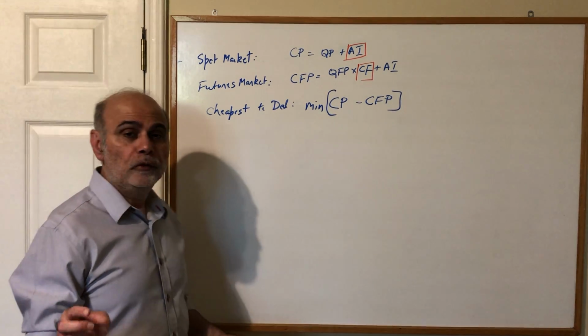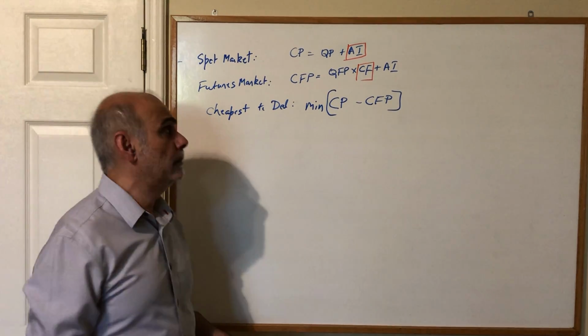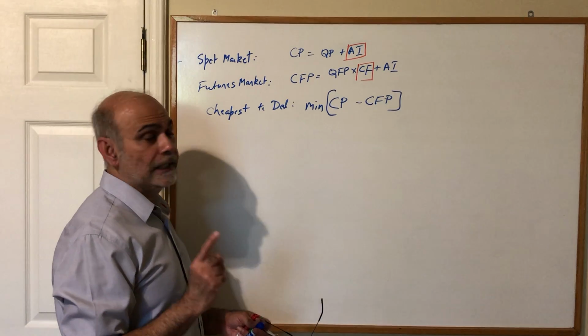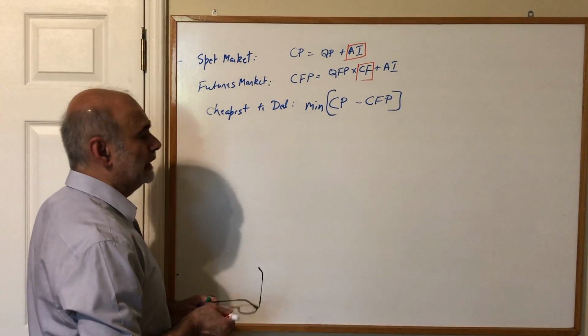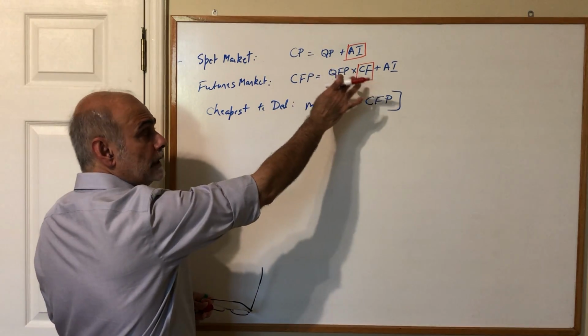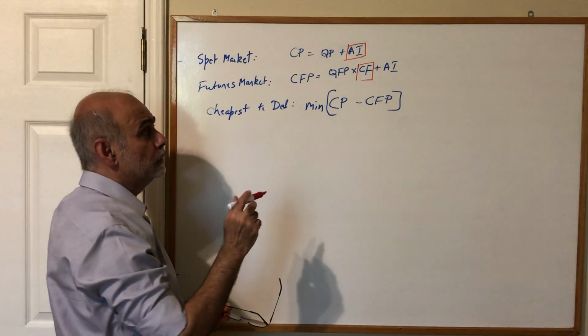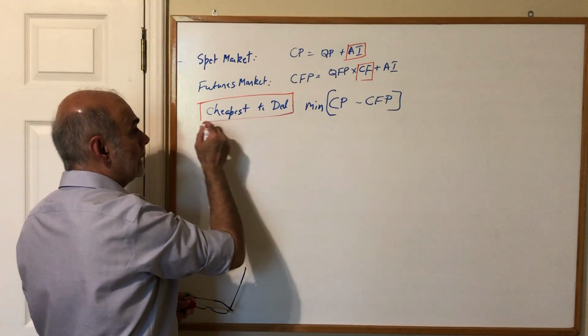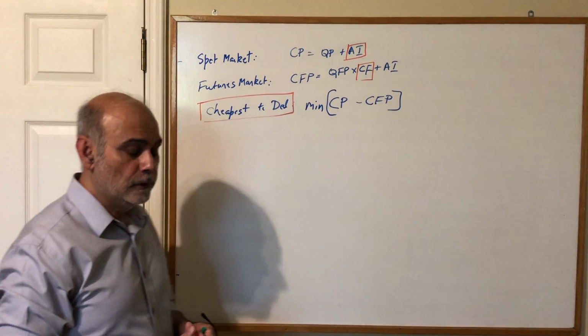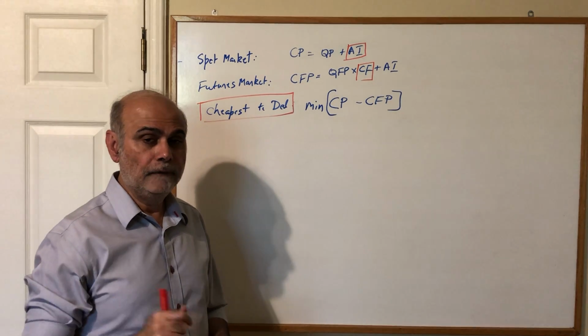So for those of you who are just practicing for the test to make sure you're well prepared, we've studied 3 types of problems. The first type of problem is how to calculate the accrued interest. The second type of problem is how you calculate the conversion factor. And the third type of problem was how you figure out the cheapest to deliver bond.